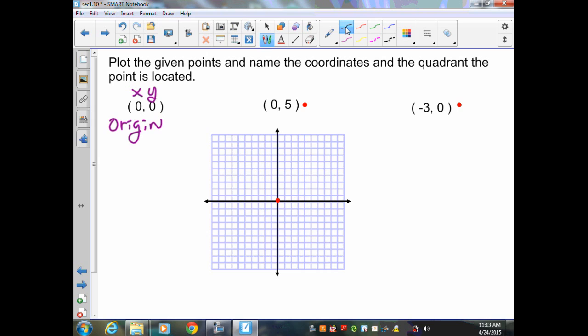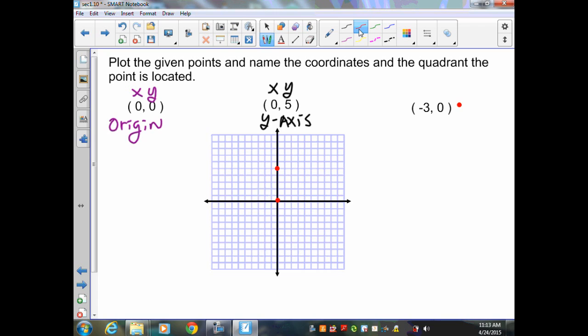Next, I have 0, 5. My x-coordinate, my y-coordinate. And when I plot that, my 0 tells me I'm not going to move any units to the left or right, but I'm going to move up 5. 1, 2, 3, 4, 5. So as you can see, I am not in any quadrant. I am actually remaining on the y-axis. So when my x value is 0, I remain on the y-axis. If they're both 0, x and y, I'm at the origin.